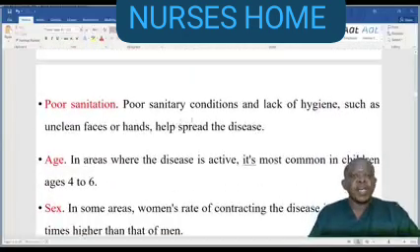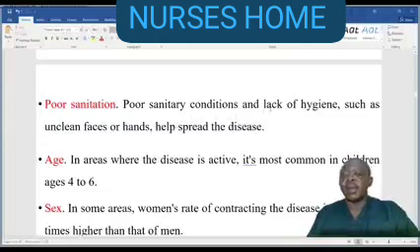Poor sanitation or sanitary conditions may lead to a lack of hygienic places, and you may have things such as unclean areas for disposal of feces, which may eventually help in the spread of diseases.